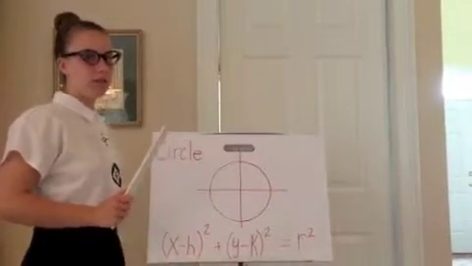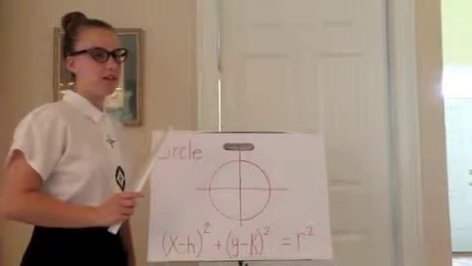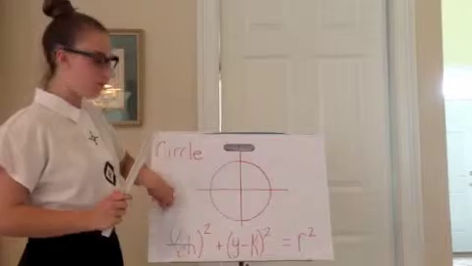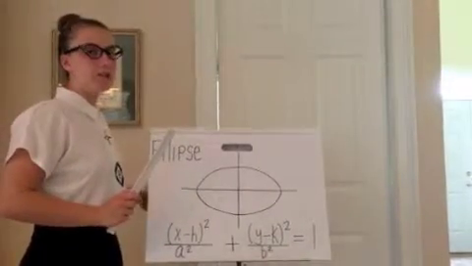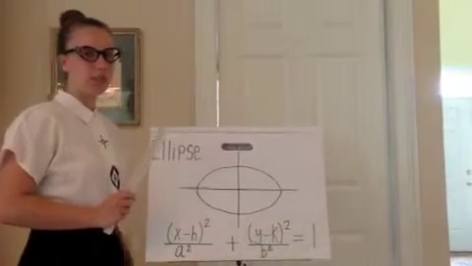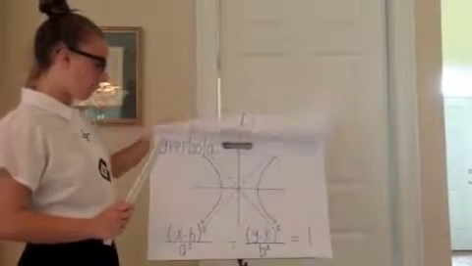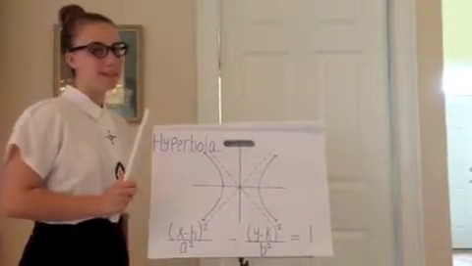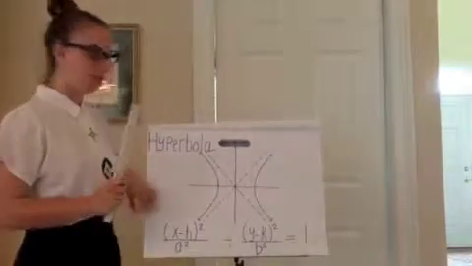This is a circle. The standard form equation of a circle has no coefficients present before the x or y variables. An ellipse looks like this. Its equation contains a plus sign in between the x and y terms. This is a hyperbola. Its equation contains a minus sign in between the x and y terms.